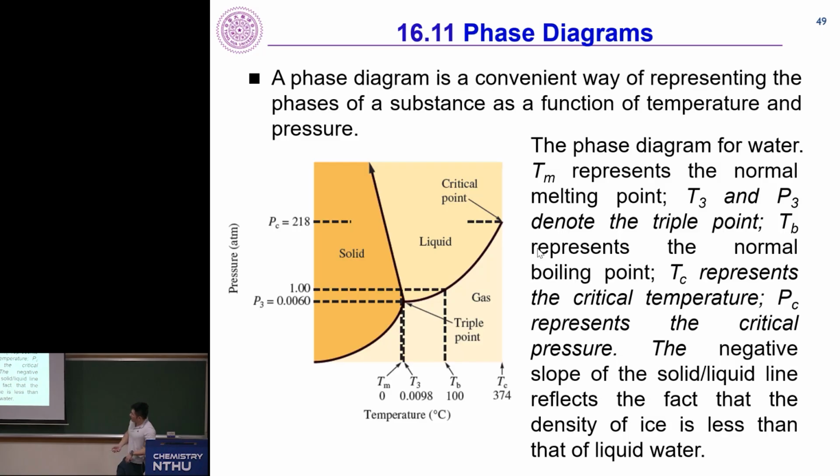So there are totally how many points? There are totally 4 points you need to remember on this graph. That is the melting point, the boiling point, the triple point, and the critical point. And you need to know the corresponding consequences of these points.